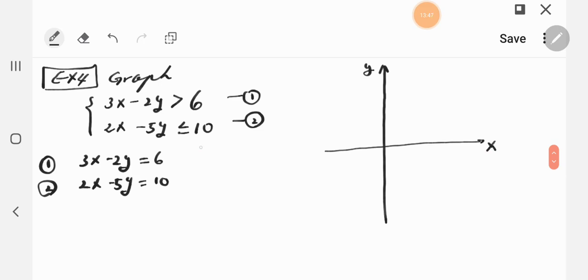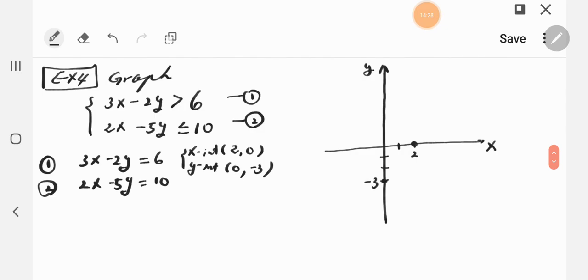The x-intercept: set y equal to 0, then what is the x value? If y equals 0, then x equals 2, right? How about the y-intercept? Set x equal to 0, then y is negative 3. So the x-intercept is x equals 2, y is 0, and the y-intercept is x equals 0, y equals negative 3.